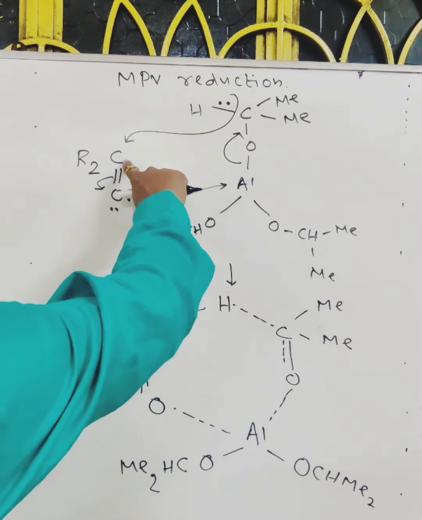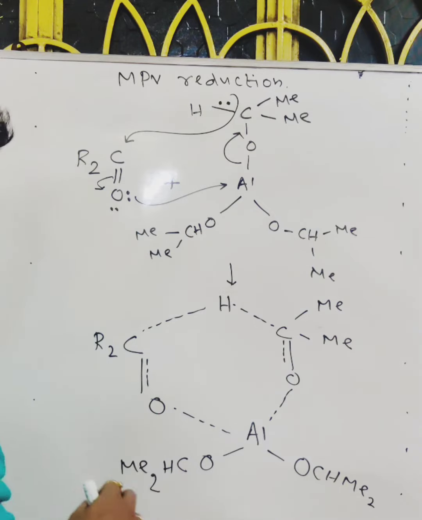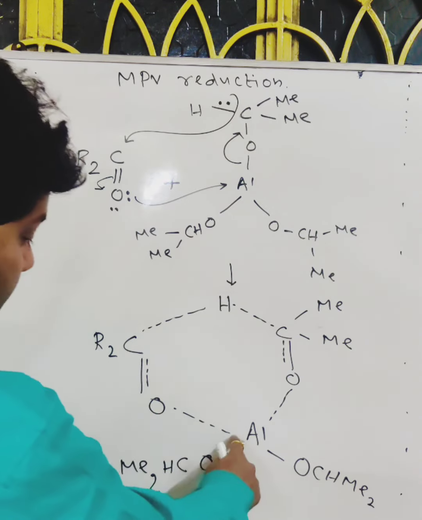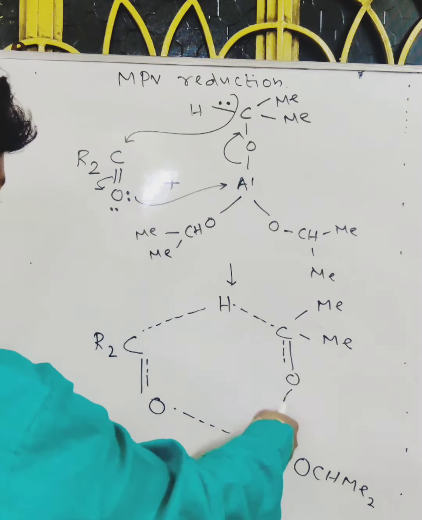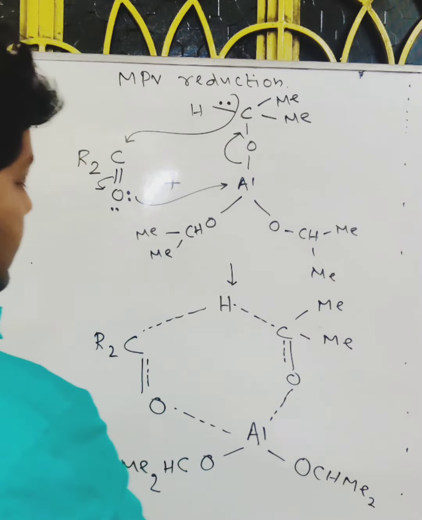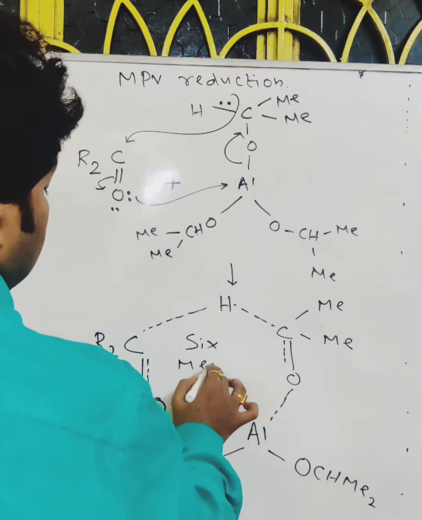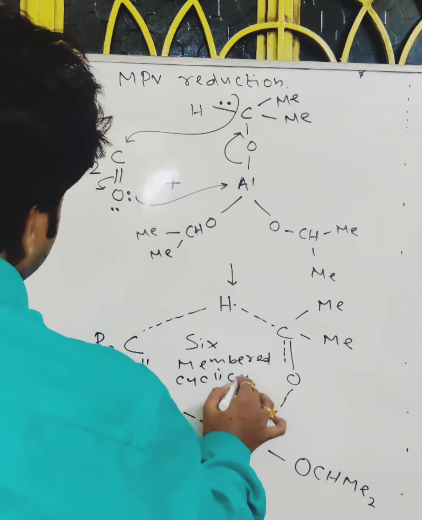So think about it, this C and this H are making a new bond. This carbon and this oxygen bond is being broken. This oxygen and this aluminium bond is being formed. This is the formation sign here. This aluminium and this oxygen bond is being broken. This oxygen and this carbon making a double bond is in progress. The rest of the part is as it is. Think about it. This is a six-membered cyclic transition state.